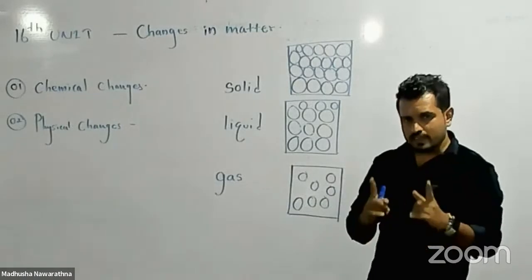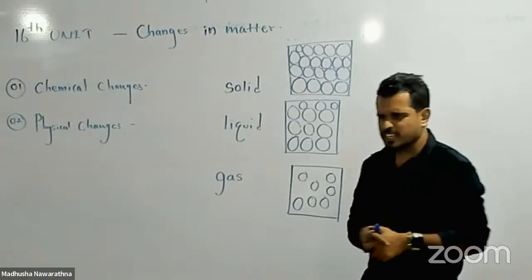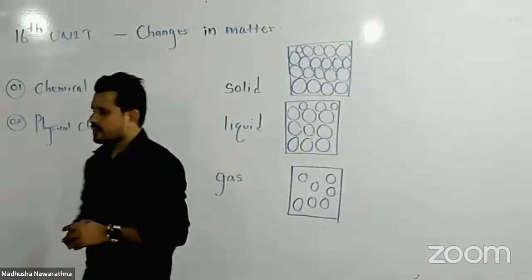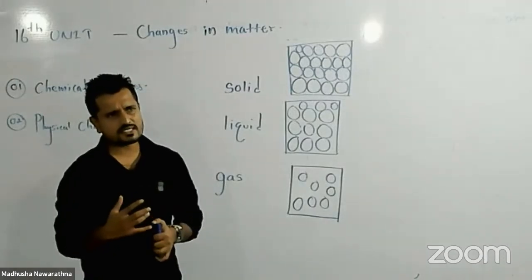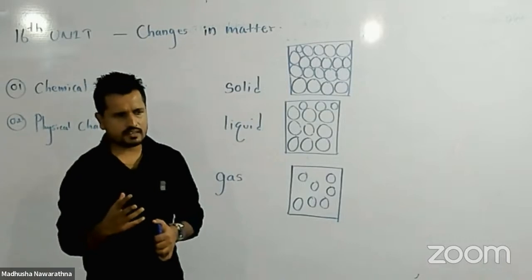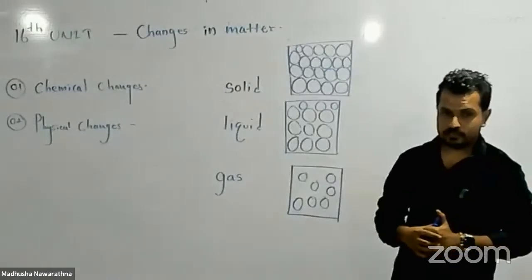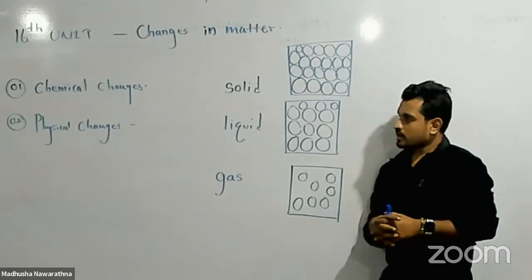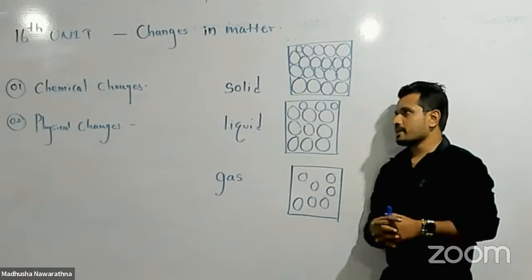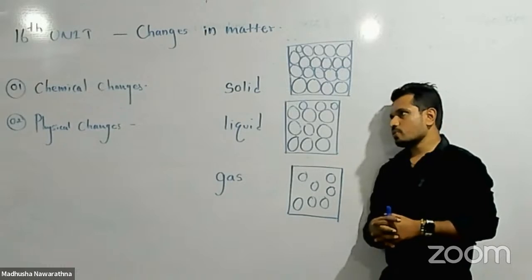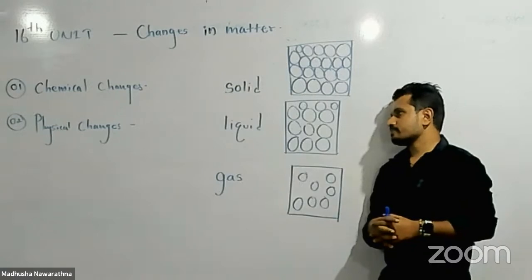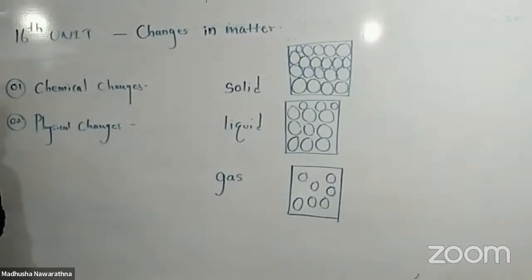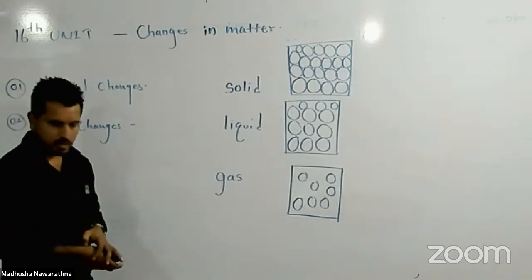Very easy. Then about chemical changes. Physical changes are easy, but chemical changes might be a little harder. A chemical change basically results due to a reaction between two or more different types of matter. That is what we call chemical changes.